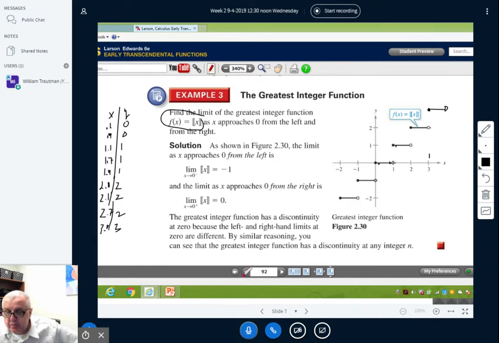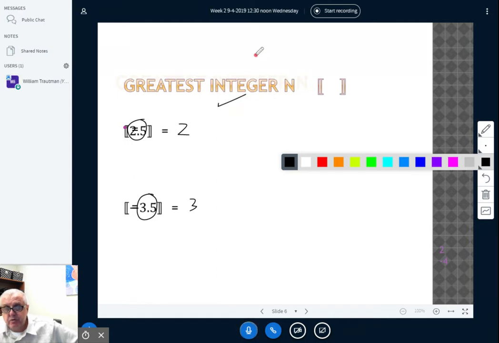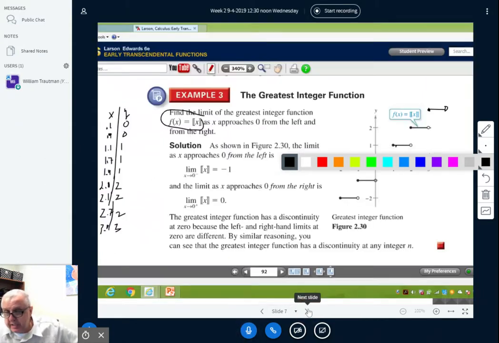I might have said it wrong when I was back here. Let me go back one slide. So I did say it wrong. Just realized it. The greatest integer function, if you look at the greatest integer of 2.5 is 2. The greatest integer of 3.5 is 3. So I did say it wrong in the previous slide. Once you pass the threshold of the next whole number, the next integer, then that integer will be the greatest integer. So I wanted to introduce that greatest integer function just because it's in the homework.